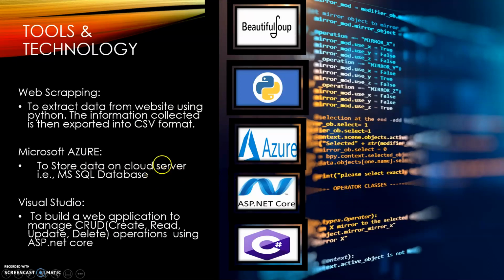So these are the tools and technologies we used in this project. For web scraping, we used Python with Beautiful Soup to extract the data from Netflix and converted it to the .csv format, which is then stored to the cloud server using MS Azure. Lastly, for building the web application, we used ASP.NET Core in Visual Studio.